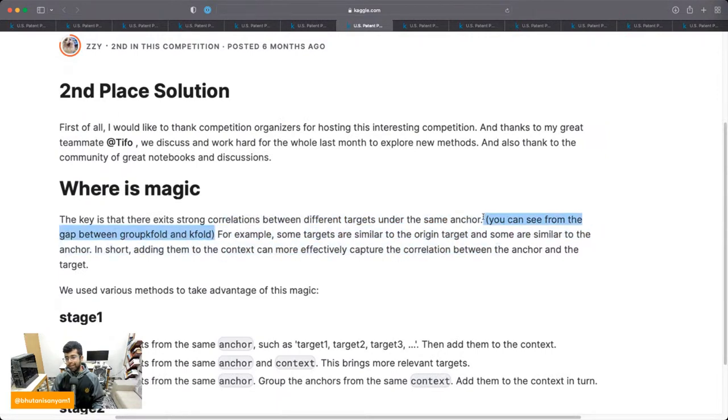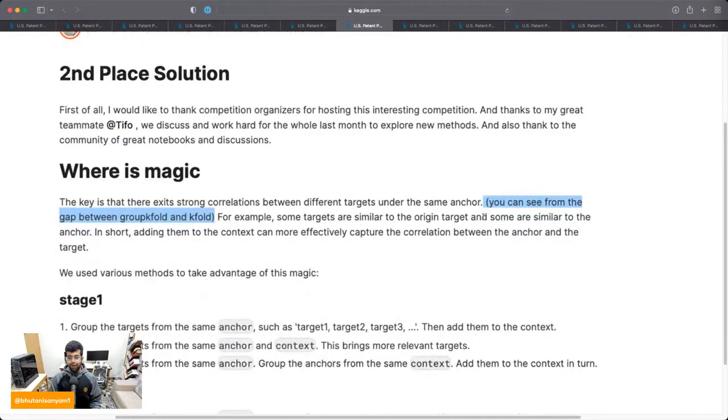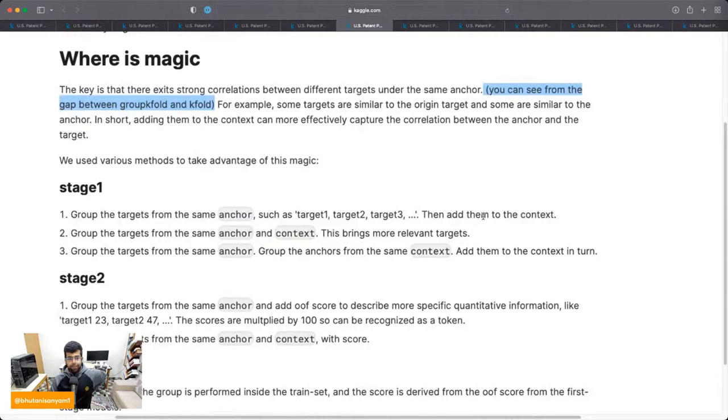And the reason why I point that out is usually for me, when I settle on a CV strategy, I would just stick to it after I'm happy with it. But for some reason, this team kept looking at the gap, or maybe they decided to go back and look at the gap, and that can also reveal info. So that's something we learned today.